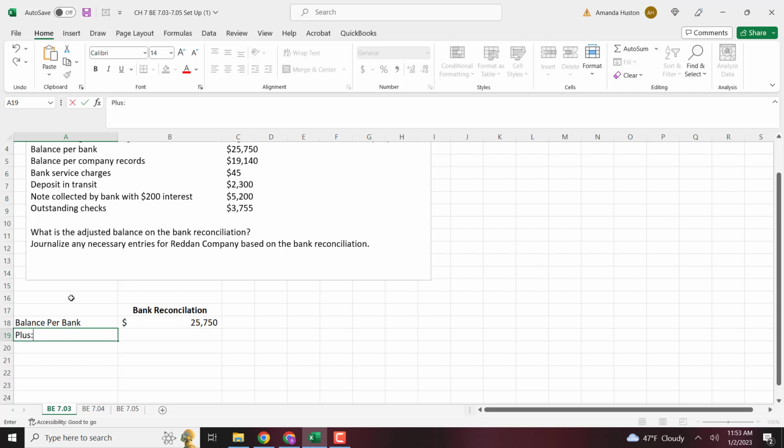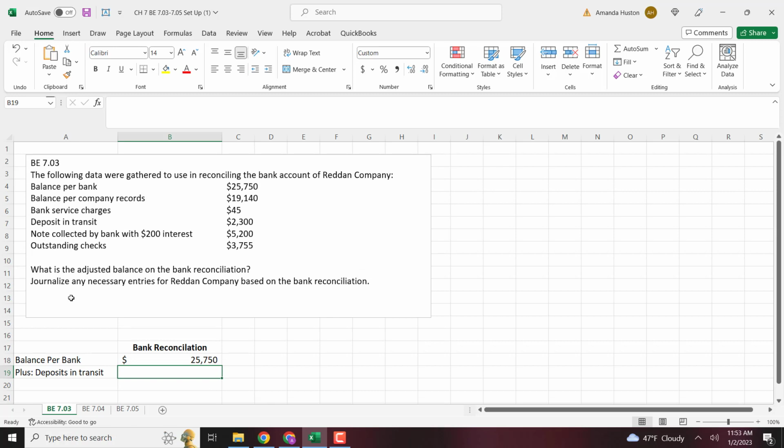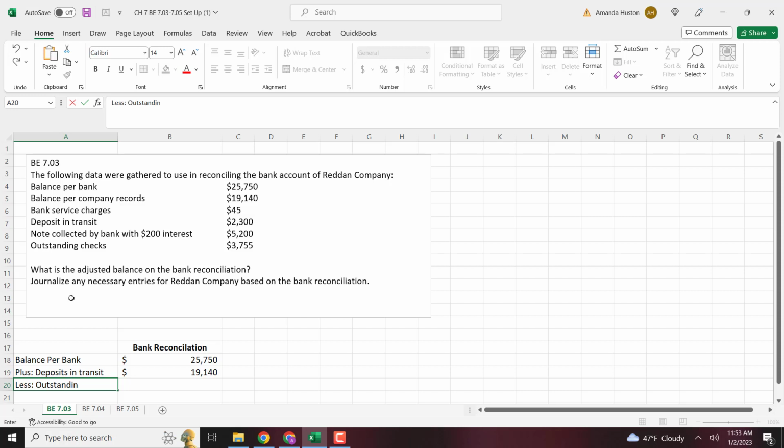We're going to add plus deposits in transit. So this is a deposit that the bank hasn't put in or hasn't cleared, but we have recorded it on the company's balance, 19,400. We're going to subtract outstanding checks. These are checks we've written that haven't been cashed or cleared the bank. So minus 3,755. And we're going to get adjusted balance.